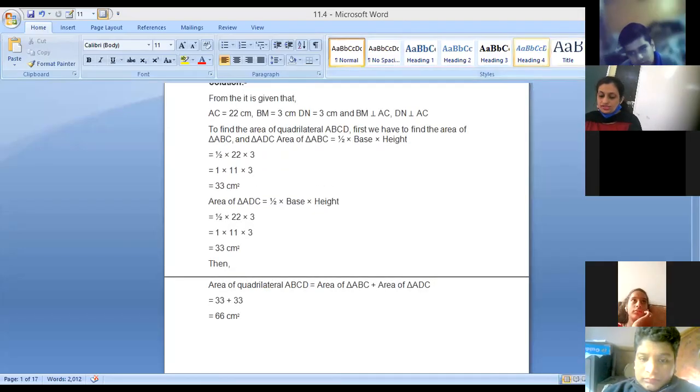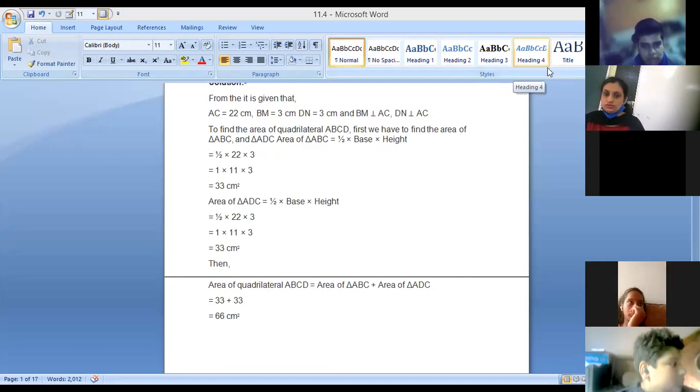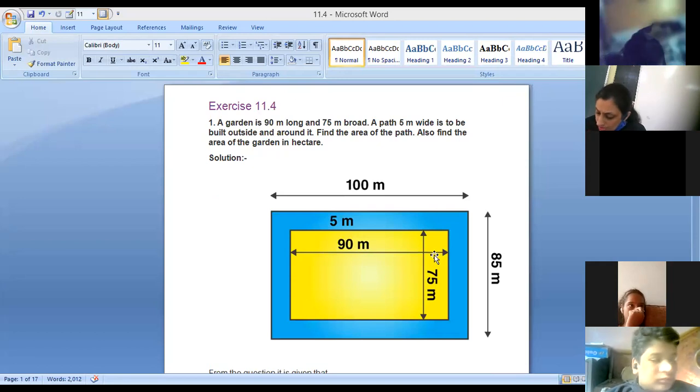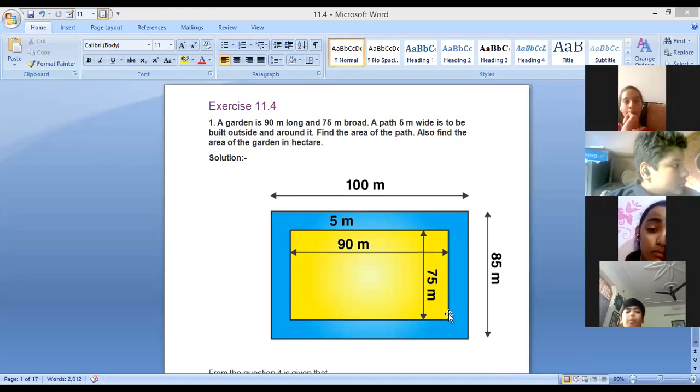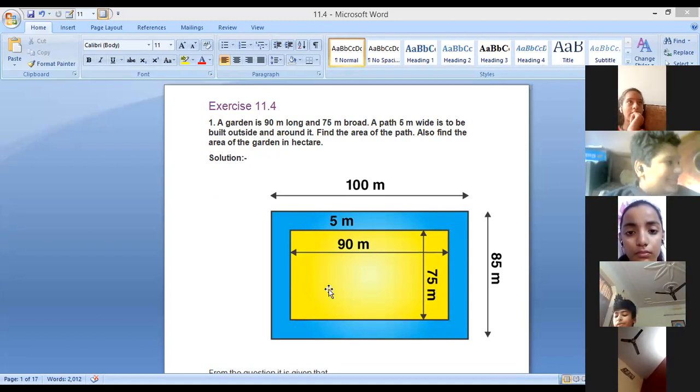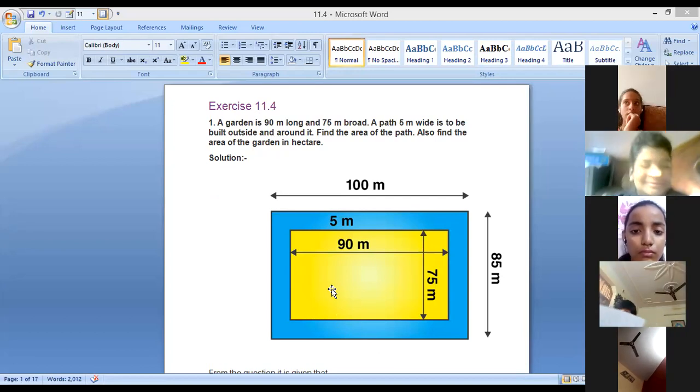Today we'll start with exercise 11.4. A garden is 90 meters long. This is a garden. Its length is given as 90 meters and breadth is given as 75 meters. A path of 5 meters is drawn outside this garden, and we have to find out the area of the path as well as the area of the garden.